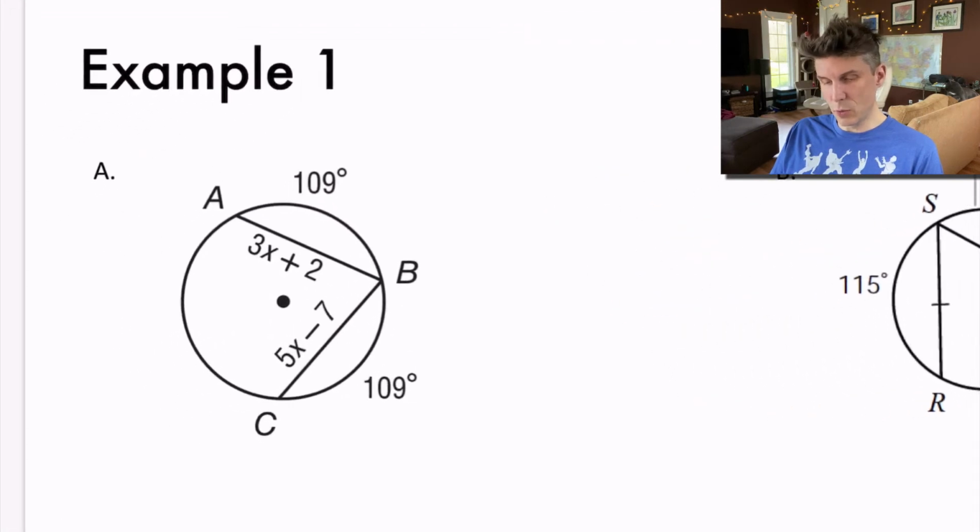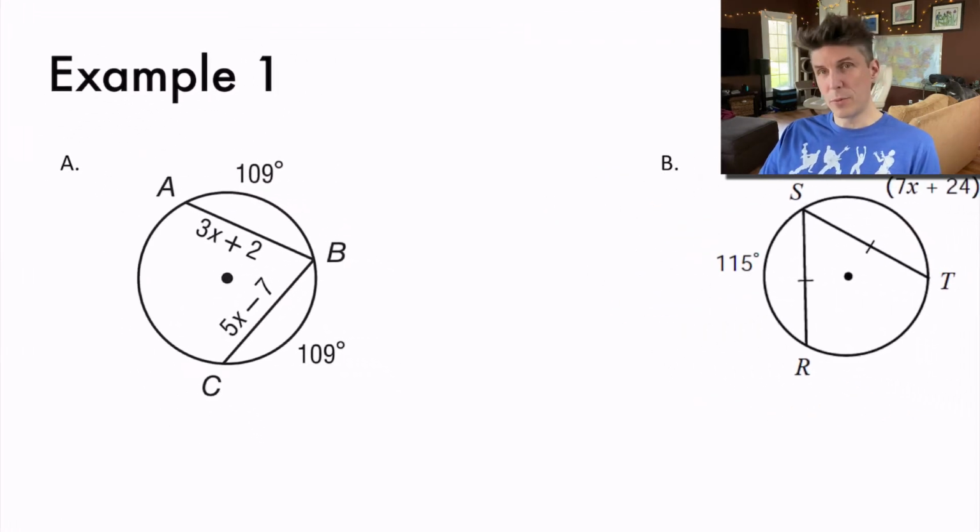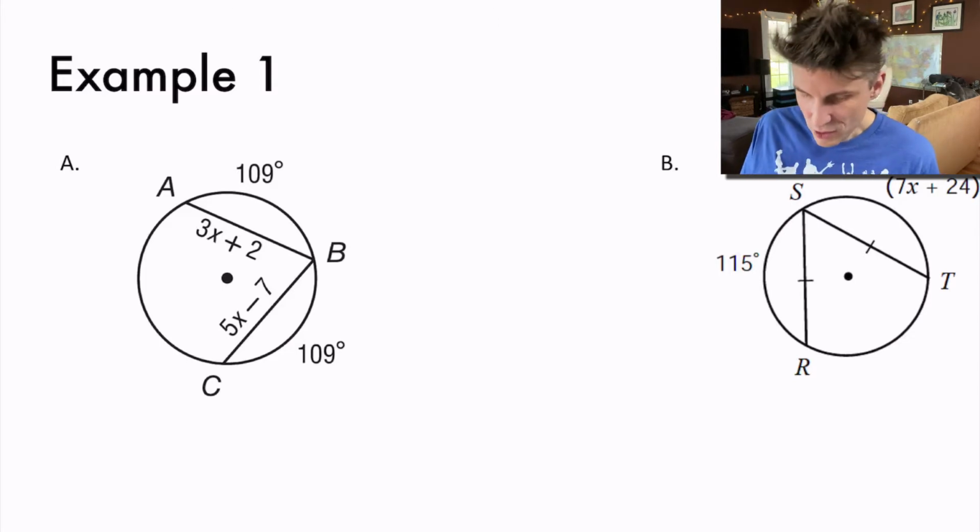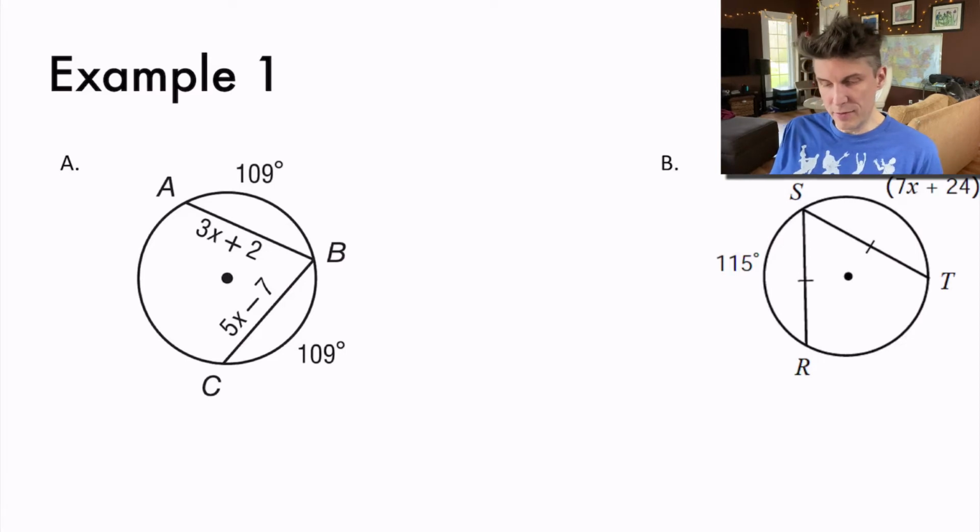So let's focus on example 1 here. Why don't you pause the video and see if you can do it. Okay, welcome back. So hopefully you recognize that arc AB and arc CB have something in common. They both measure 109 degrees. So if they are the same degree measurement, they're also congruent.